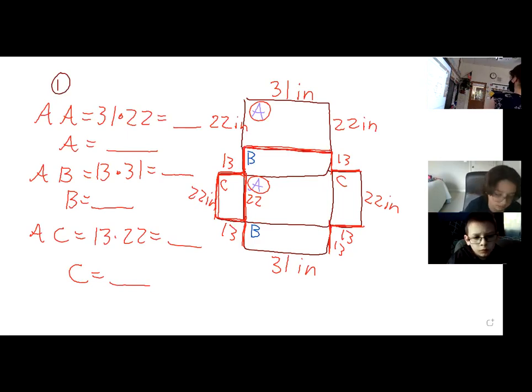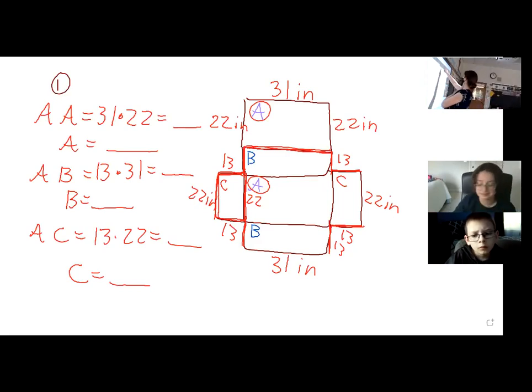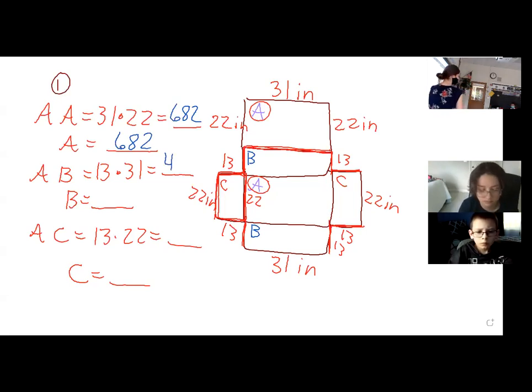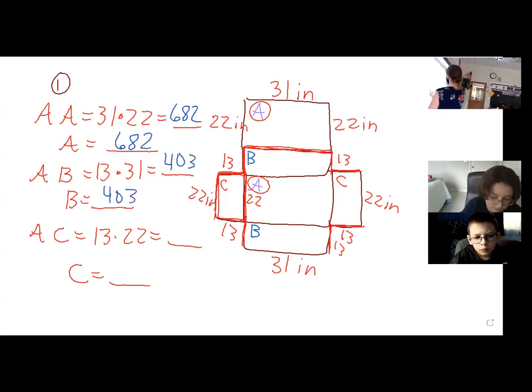Okay, if anyone has a calculator, you're welcome to pop that out right now. What's 31 times 22, or calculate it real quick in your head. 31 times 22. 682. Yeah. All right, so that means this one's 682. What's 13 times 31? You have to talk more clearly, guys. 403. And what's the area of 13 times 22? 286.